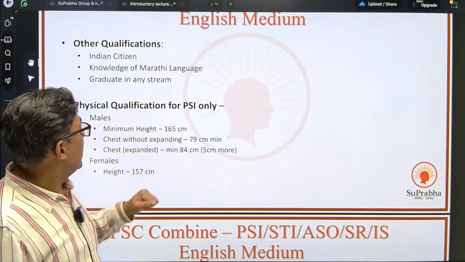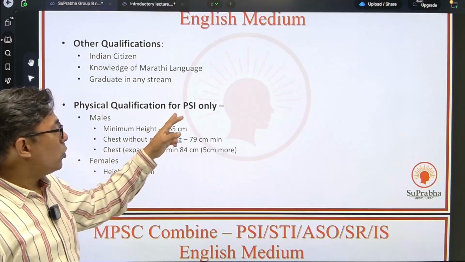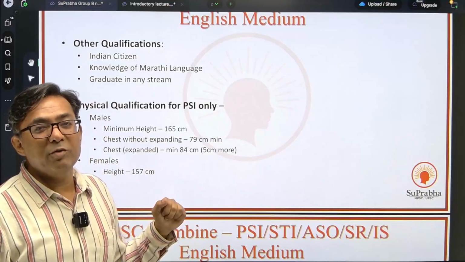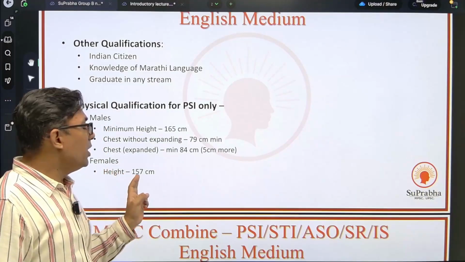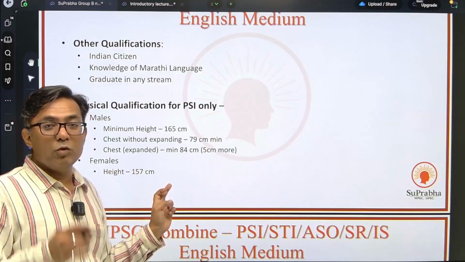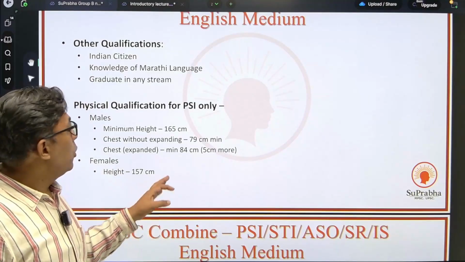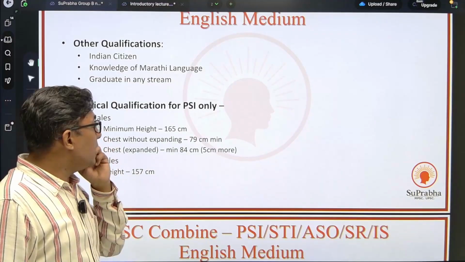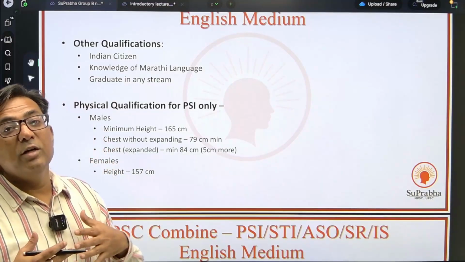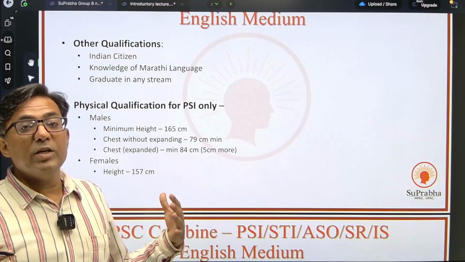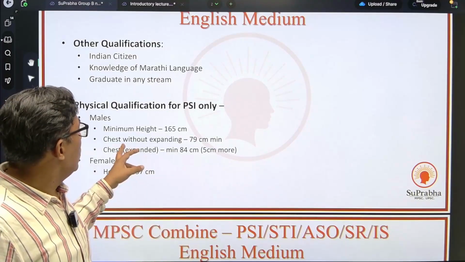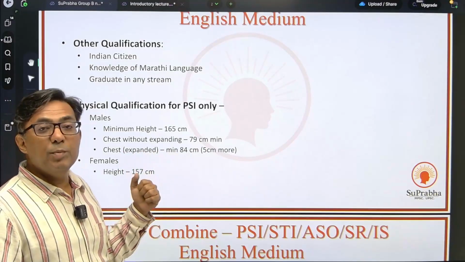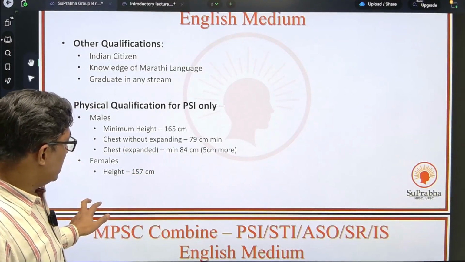Then you should be a graduate in any stream. Physical qualifications are only for PSI. For males, the minimum height is 165 centimeters, and for females it is 157 centimeters. So if you want to become a PSI, your minimum height should be 165 for males and 157 centimeters for females. For males, there is an additional criterion that your chest should expand minimum 5 centimeters when you breathe in. So your chest without expanding should be 79 centimeters, and after expanding should be minimum 84 centimeters.